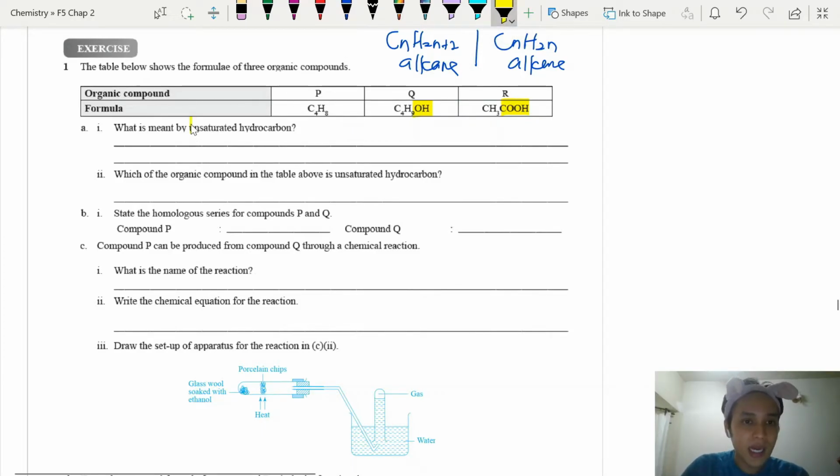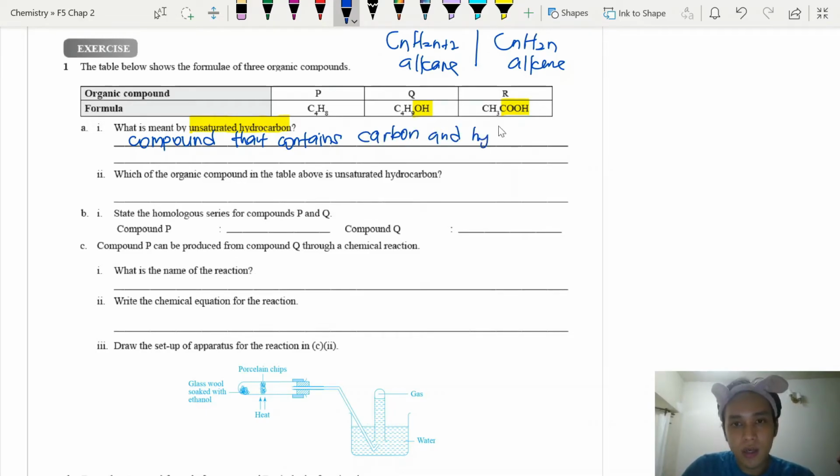Let's look at the first question. What is meant by unsaturated hydrocarbon? Remember, another name for alkene is unsaturated. If it's alkane, it's saturated. When I ask you for the definition of unsaturated hydrocarbon, there are two very important things you need to mention. When you write your answer, you will say a compound that contains carbon and hydrogen only. This is the first thing that you must have.